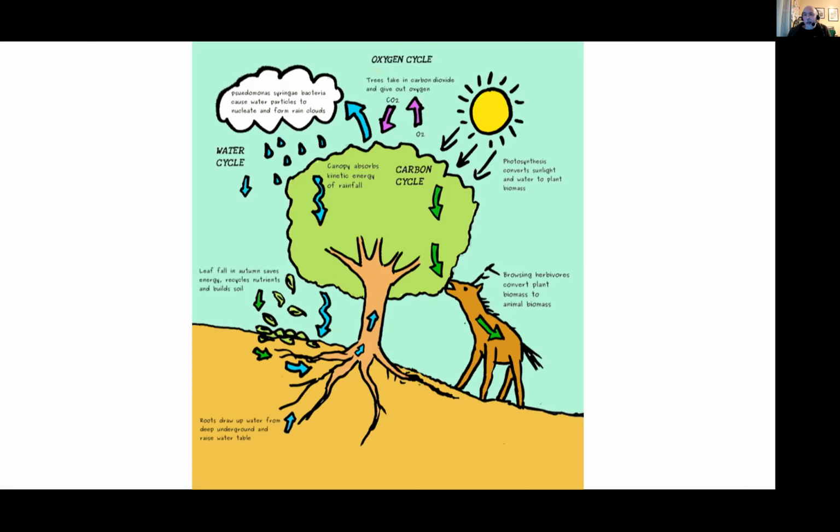Animals, unfortunately, we are not autotrophic. We can't create our own food. We have to get our food second-hand. And so we have our browsing herbivorous mammal, in this case, I think it might be a deer or something, converting plant biomass into animal biomass, which is effectively what we're doing. So it's all second-hand. Everything we eat is basically second-hand plant biomass.